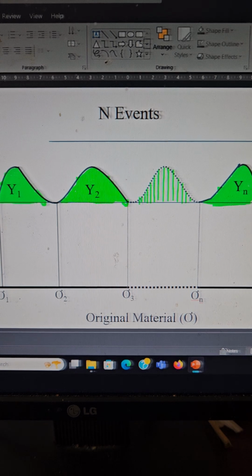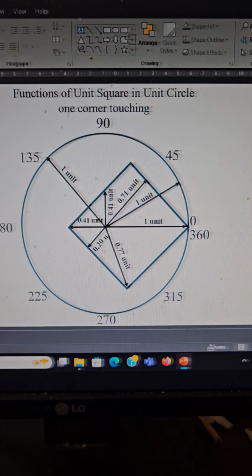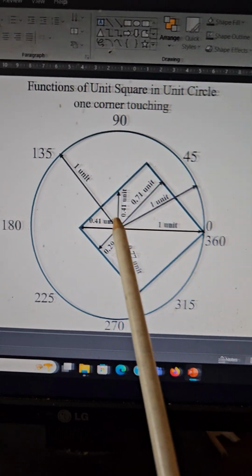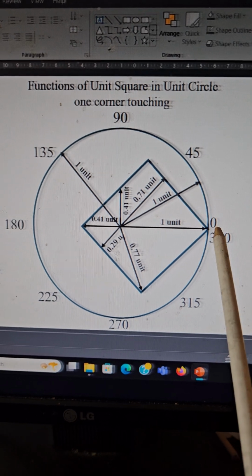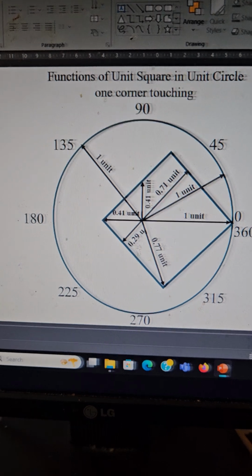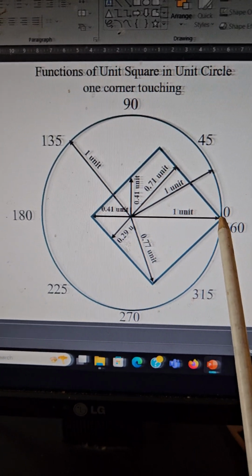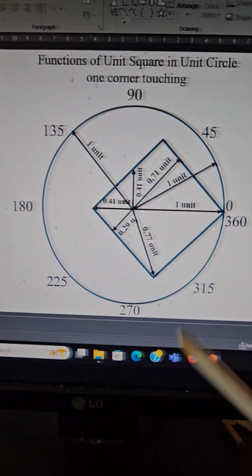So let's turn that unit circle into a diamond and push an edge. At 0 and 360 degrees, it touches, so it just touches once. Now this would be 1 unit, this would be 0.41 units, and this would be 0.71 units.